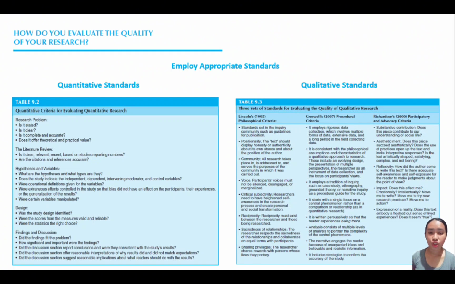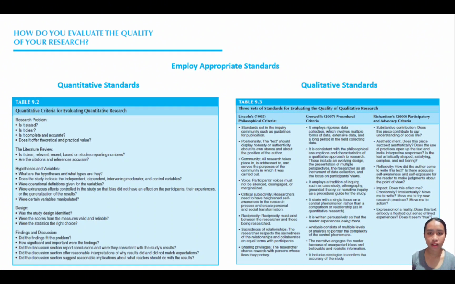And the last one is sharing privileges. Researchers should share the rewards or benefits with individuals whose lives or experiences are portrayed in the research. This ensures fairness and acknowledges the contribution of the participants.